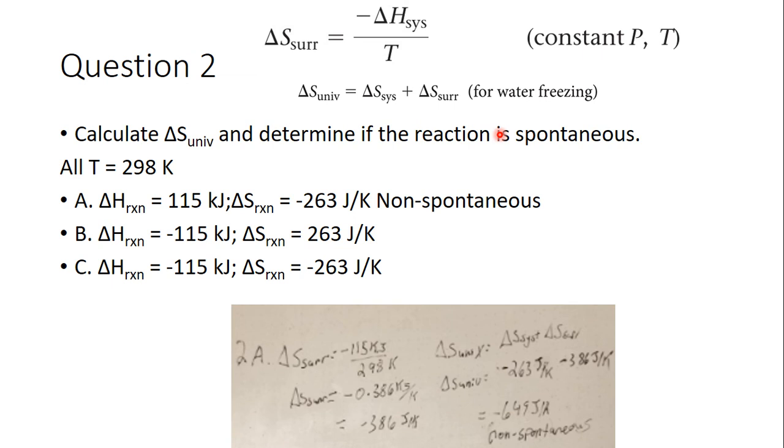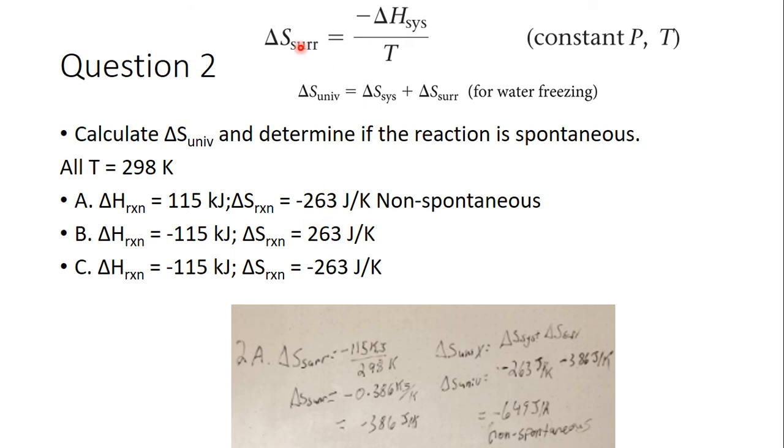Right? So we're going to use those ideas with our previous equation to determine if a reaction is spontaneous. So I have A for us. So we have delta H reaction and delta S reaction. So when I say reaction, that's the same thing as system. So reaction and system are the same thing. So I already have one piece. I have delta S system, which is delta S reaction. So delta S system is negative 263 joules per Kelvin.